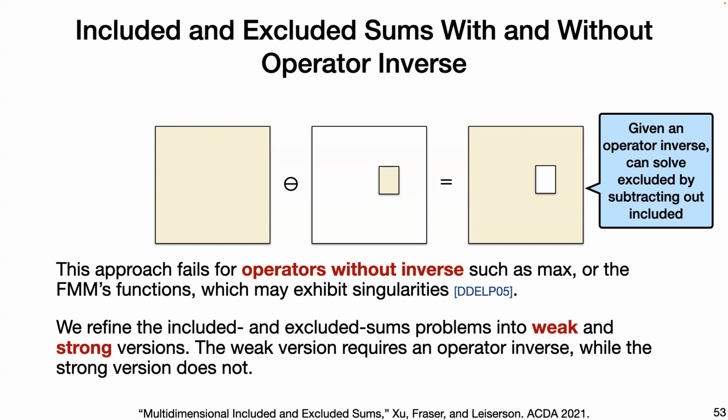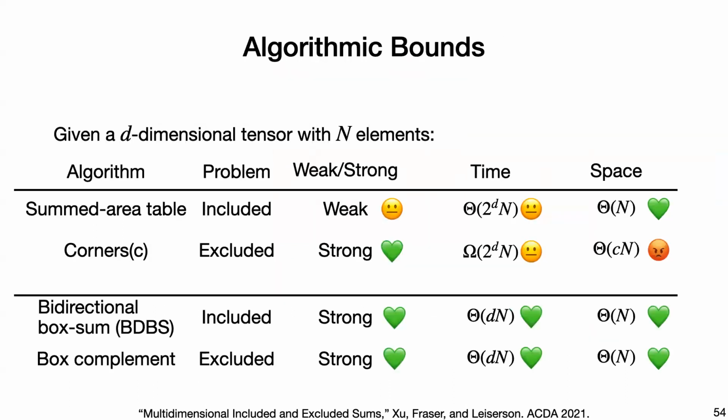So we can think of two versions of the problem, weak and strong, where weak requires an operator inverse and strong does not. And clearly any algorithm that can solve the strong version can solve the weak one also. This will relate to parallel prefix. So yeah, these are some bounds for the problem.